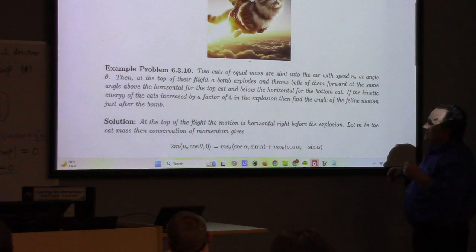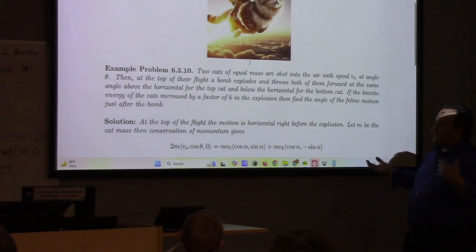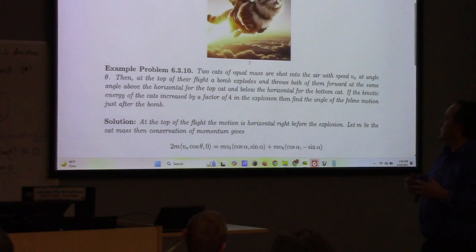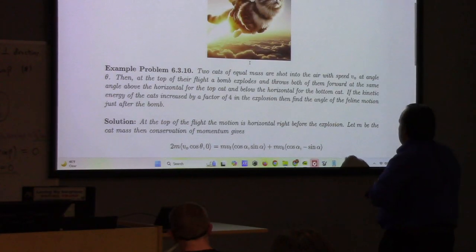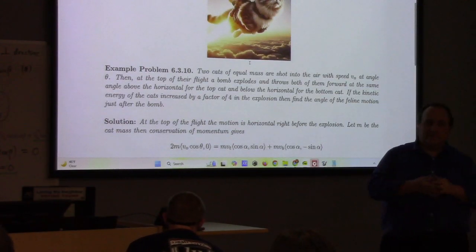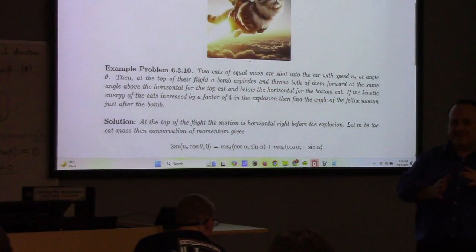Cool. So the angle above the horizontal for the top cat and below the horizontal for the bottom cat has to be equal for the reasons I just explained. If the kinetic energy of the cats is increased by a factor of 4 in the explosion, then find the angle of the feline motion just after the bomb. There's a problem in your homework, which is this problem, but it's not stated as this problem. This is a twist of one of your homework problems, all right?